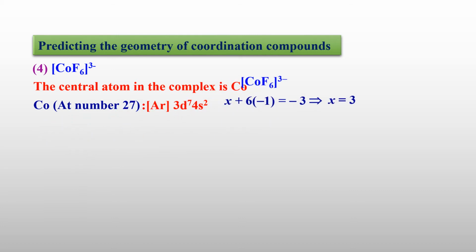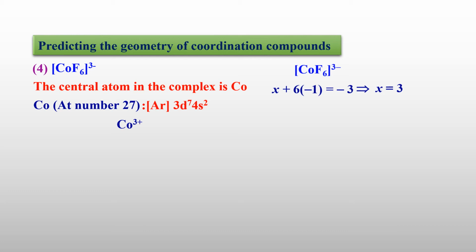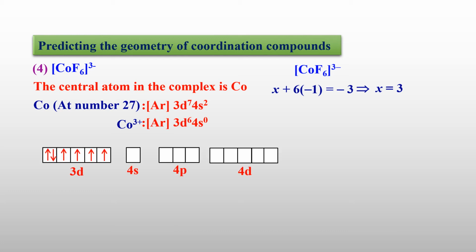Now we'll write the electronic configuration for cobalt plus 3. I will remove the electrons from 4s and one electron from 3d. So 3 electrons I have removed from the cobalt electronic configuration. If you remove the 3 electrons, you will get the cobalt plus 3 electronic configuration, that is 3d6. Now fill the electrons. So take the orbitals 3d, 4s, 4p and 4d. Now I have taken the outer orbital 4d also empty, because 6 ligands are there, 6 pairs of electrons, so 12 electrons you have to enter.